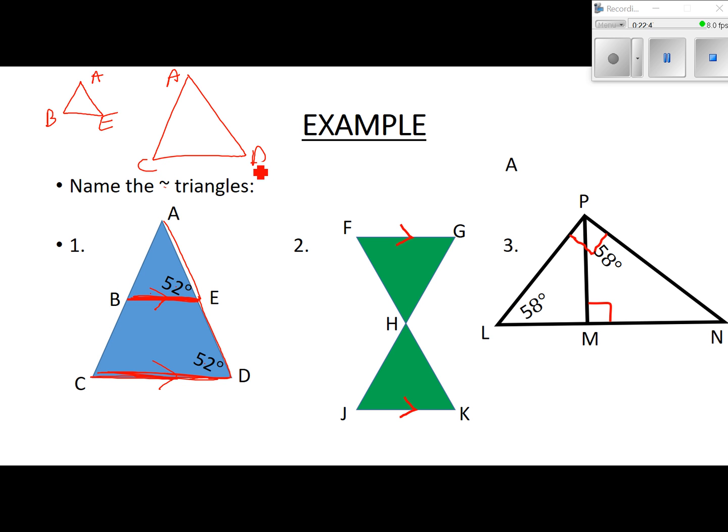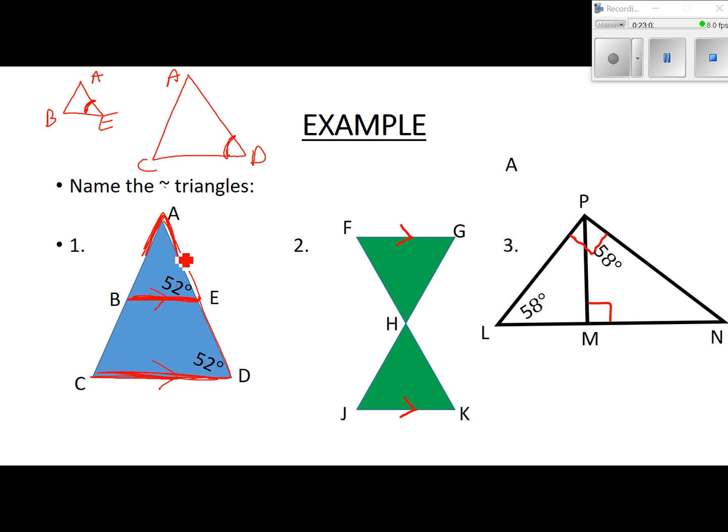And we know that this angle is congruent to this angle because they're both 52 degrees from this information. Well, then the other thing that we know is up here at the top, they both share that angle A.